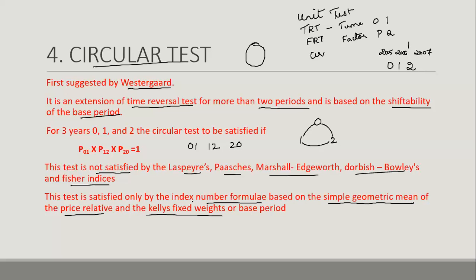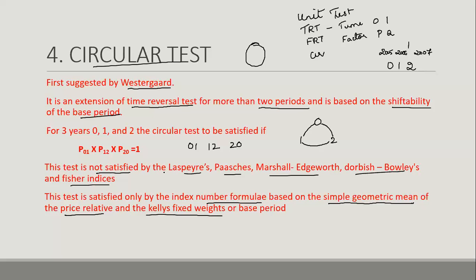You have to focus more on the time reversal and factor reversal tests. So which are the 4 tests for adequacy? The first one is the unit test, second is the time reversal test, third is factor reversal and fourth is the circular test. So when we say unit test, we focus on independent units. In time reversal, we focus only on the time, that is we interchange the base and the current year, and whatever result you get after you interchange, it should be the reciprocal of the earlier.